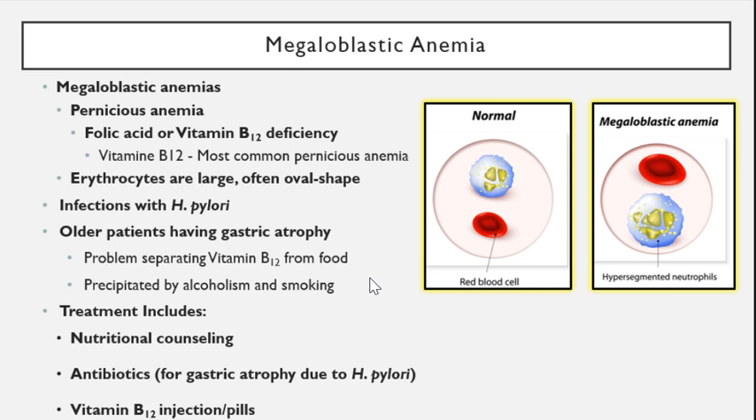So it also is a problem with alcoholism, right? With alcoholism, you have really bad gastrointestinal problems as well. We're going to talk about alcoholism a lot in this course, obviously, because that's a very physiologically damaging thing to do to your body. But also smoking as well.